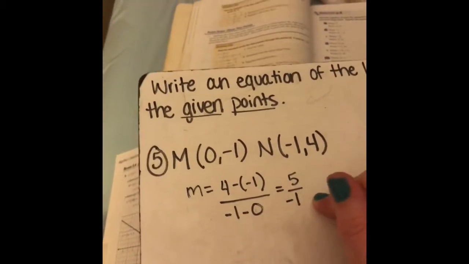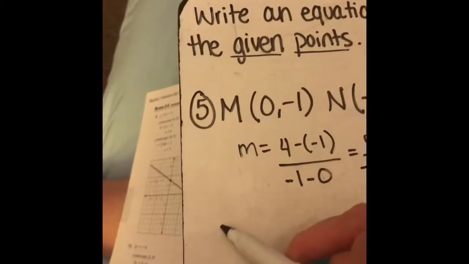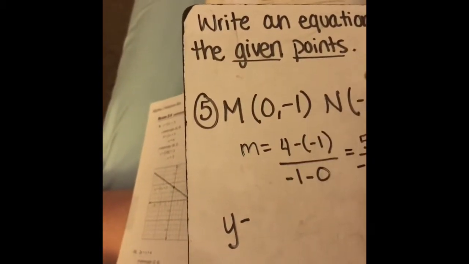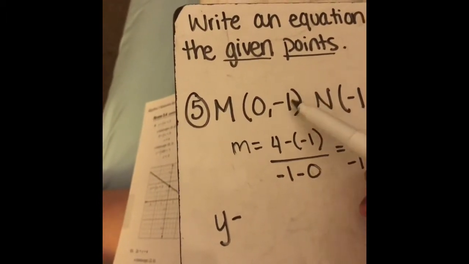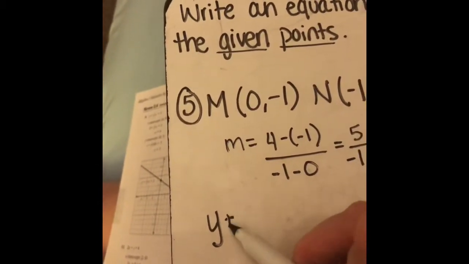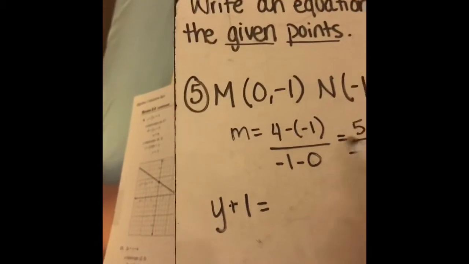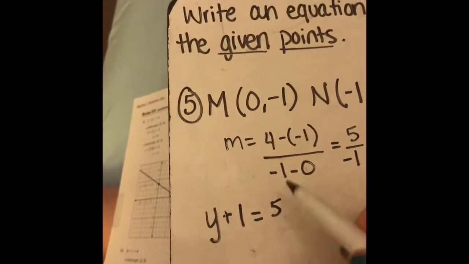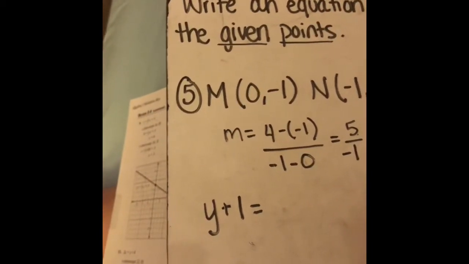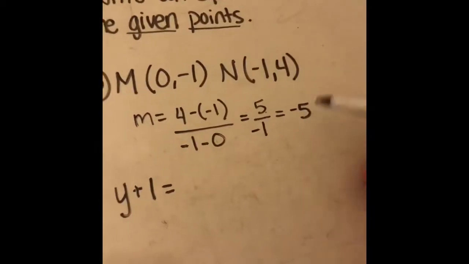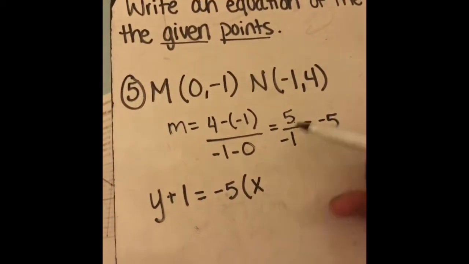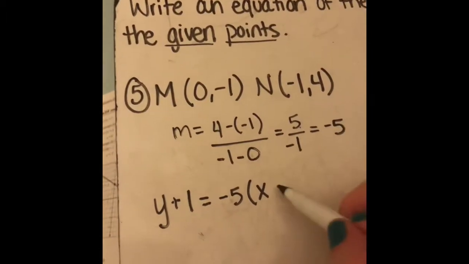Now we can put it into y minus y1. Actually, we can just make that y plus 1 equals the slope, which is 5. Let me do this: 5 divided by -1 is -5. Okay, so our slope can be -5. Then it's x minus x1, so minus 0.